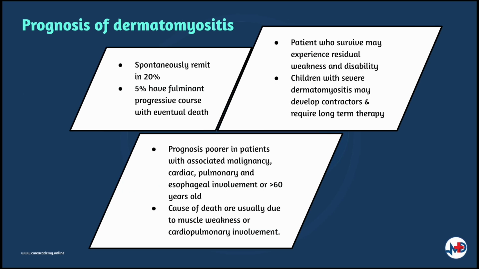Let's discuss about the prognosis of dermatomyositis. It remits spontaneously in 20% of patients. 5% of them have fulminant progressive course with eventual death. Patients who survive the disease may experience residual weakness and disability. Children with severe dermatomyositis may develop contractures and require long-term therapy.